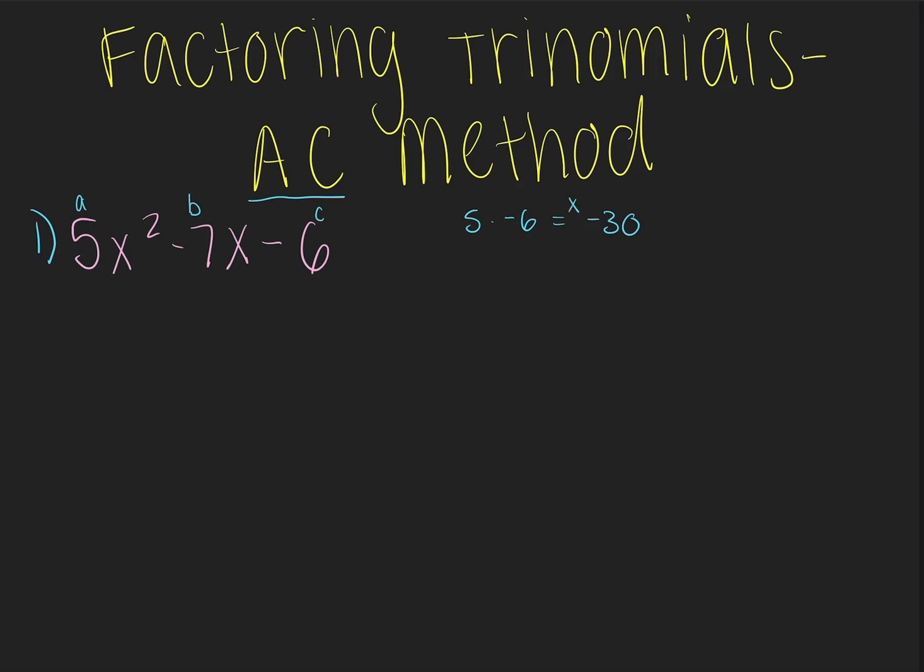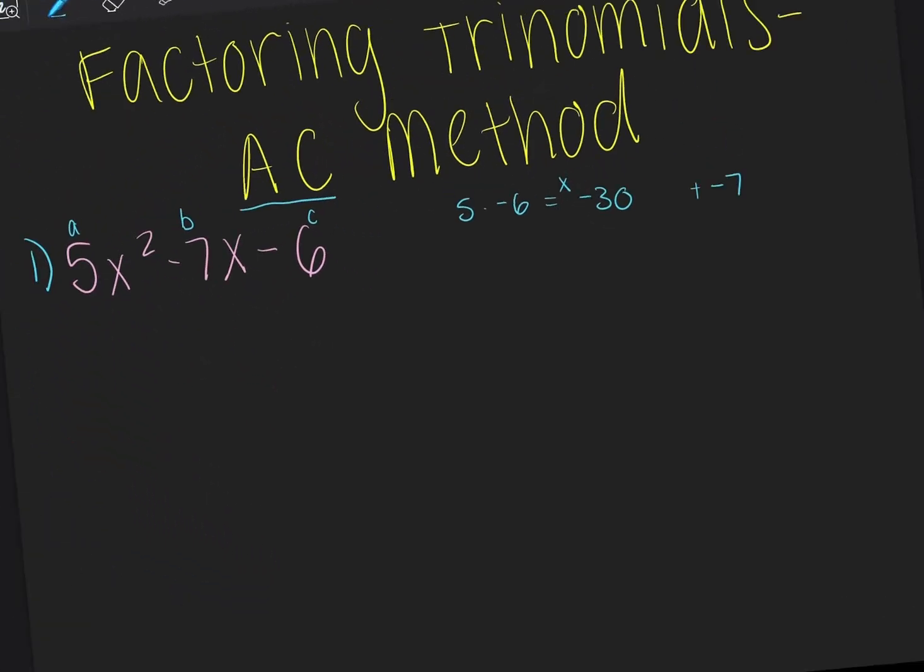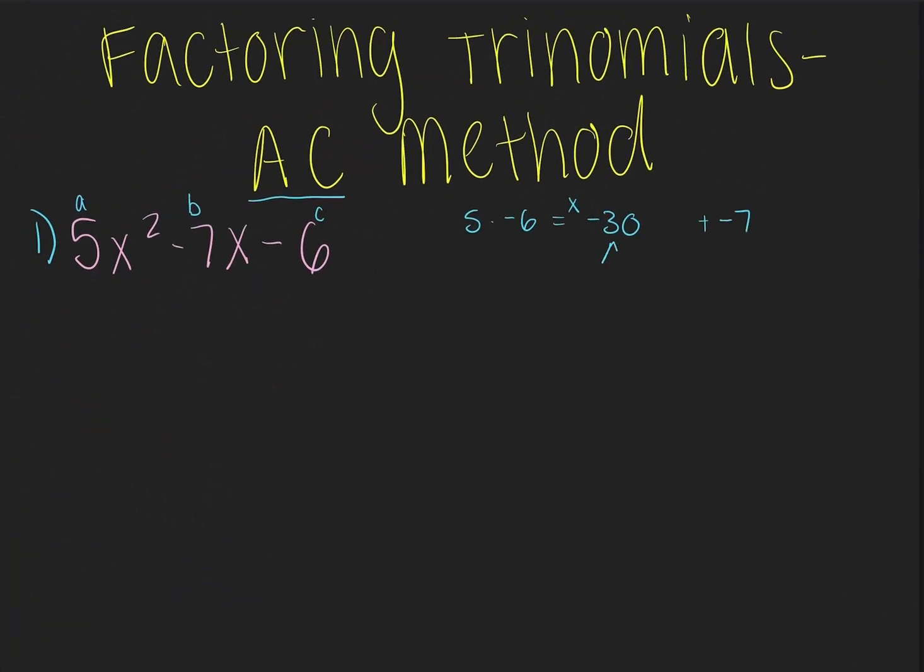So I need to find two numbers that multiply to be negative 30 and add to be whatever the middle term is, negative 7. So let's write out all my factors of negative 30. I have 1 and 30, 2 and 15, 3 and 10, and 5 and 6. So we want to see which pair of these can add to get me negative 7. These won't work. I can see that if I do positive 3 minus 10, that gets me negative 7.